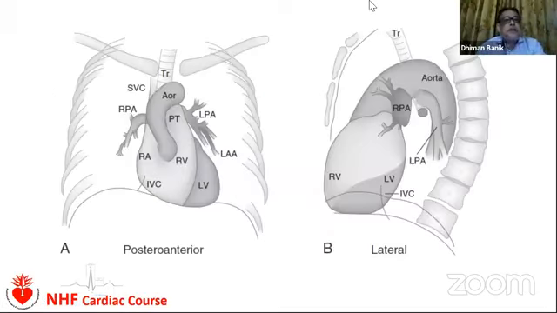These are the diagrammatic pictures of chest radiograph in a frontal view, that is a PA view, and in lateral view. In PA view, the more anterior part is formed by right ventricle, and laterally is the LV. In case of lateral view, the area close to the sternum is the RV, and the area close to the vertebral column is the LV, and these are the pulmonary vessels in the lateral view.